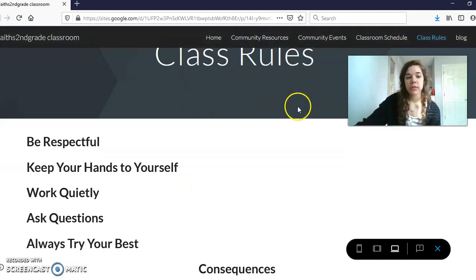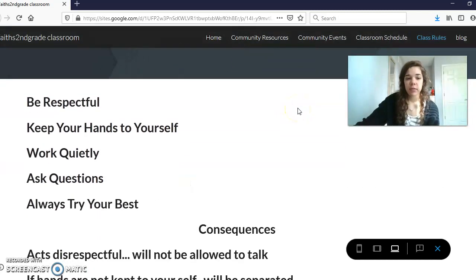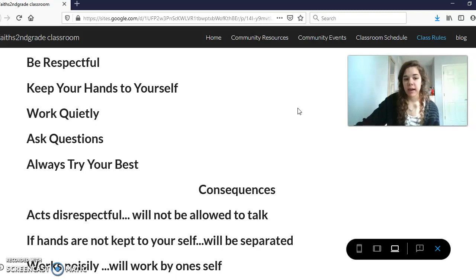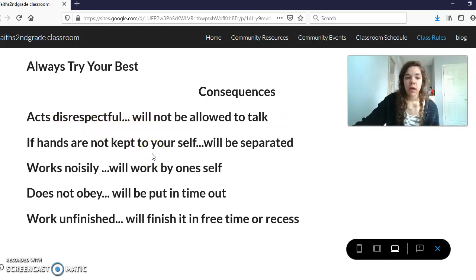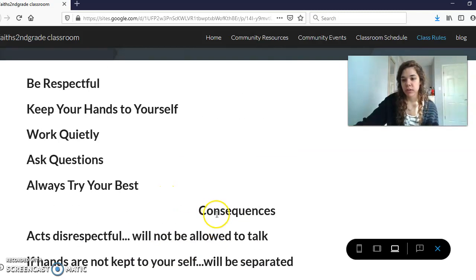Next is our class rules, and they are: be respectful, keep your hands to yourself, work quietly, ask questions, and always try your best. And then down below I have consequences if these actions are not followed. If a child acts disrespectful, they will not be allowed to talk. If the hands are not kept to oneself, they will be separated. Works noisily, they will be working by themselves. Does not obey, will be put in timeout. And unfinished work will be made up in free time or during recess.